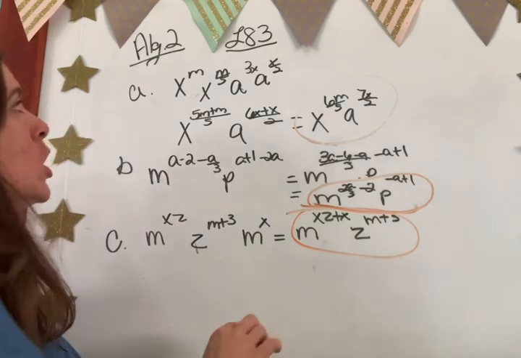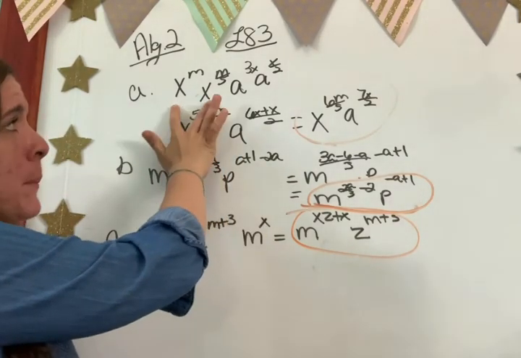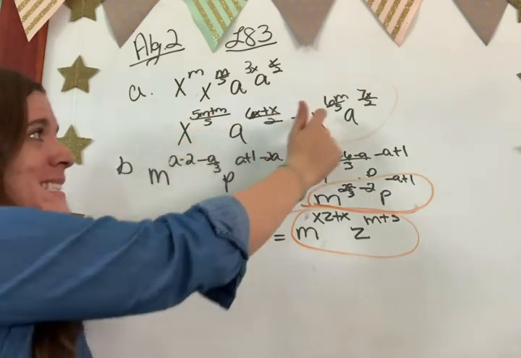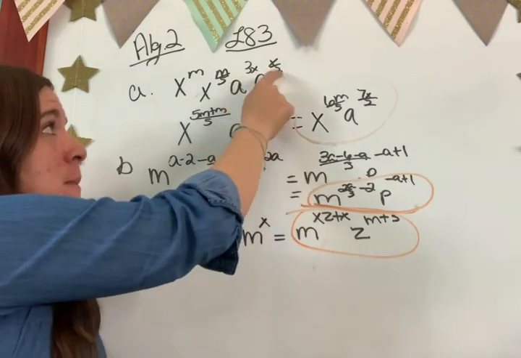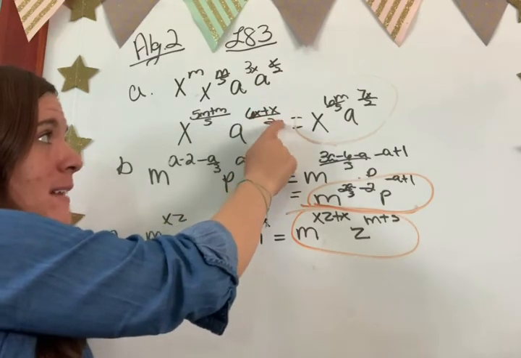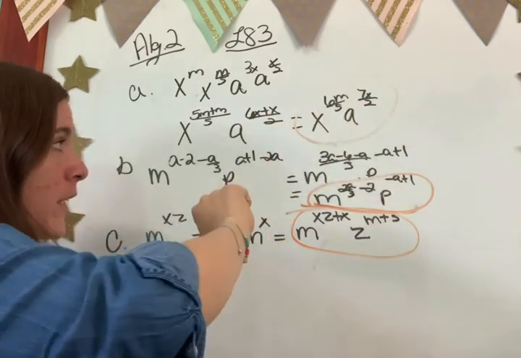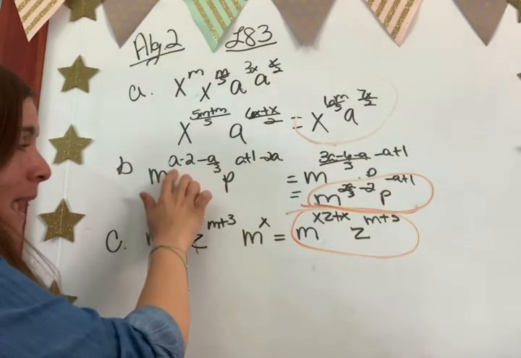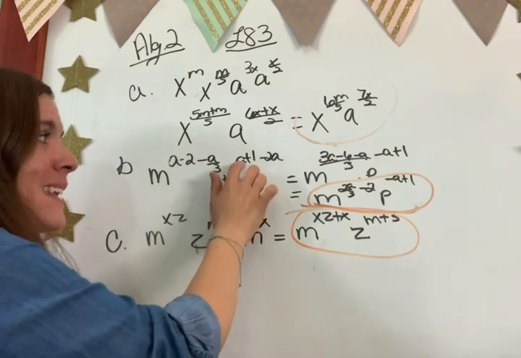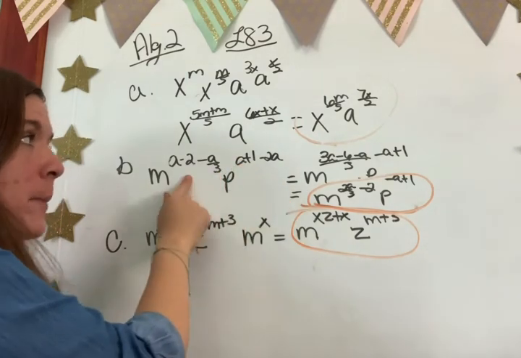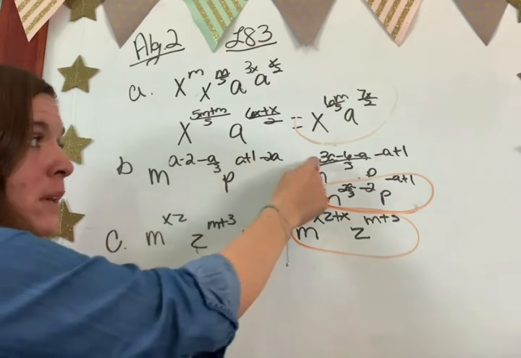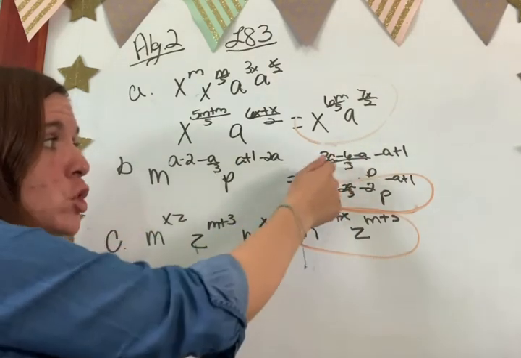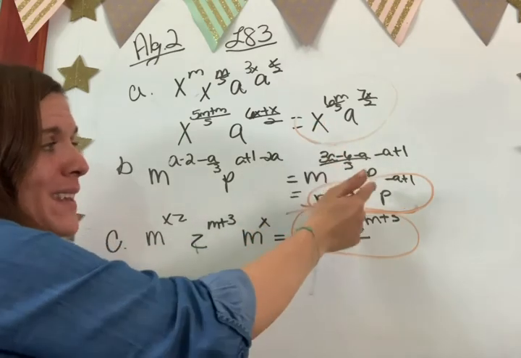How did we get that? I combined the x's here, so it's m plus m over 5, so I make a 5m plus m over 5, which is 6m over 5. 3x plus x over 2 is 6x plus x over 2, so you get 7x over 2. Here I combined the m and the p automatically, so you have a minus 2 minus a over 3, and p is a plus 1 minus 2a. I find my common denominator of 3, and I get 3a minus 6 minus a over 3, so that's 3a minus a is 2a over 3, and negative 6 over 3 is negative 2.